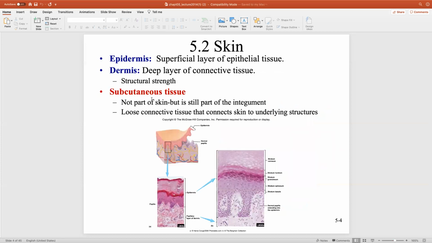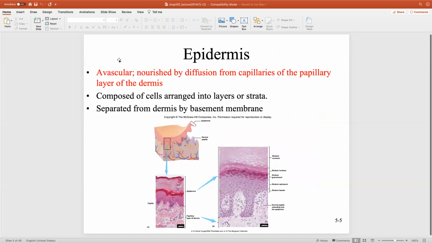Now, the subcutaneous tissue we'll talk about is not part of the skin, but is part of the integumentary system. When we talk specifically about skin, it only includes dermis and epidermis. And we'll talk about each one coming up.